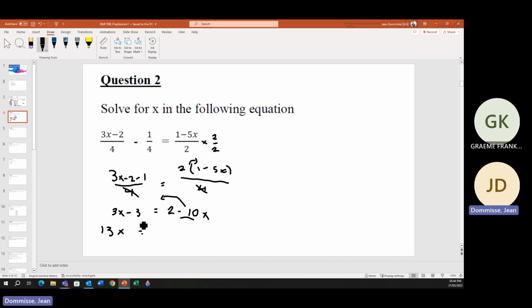And then I need to take the -3 to this side, which will make it +3. So +3 plus 2 gives me 5. So then x is just 5 divided by 13.